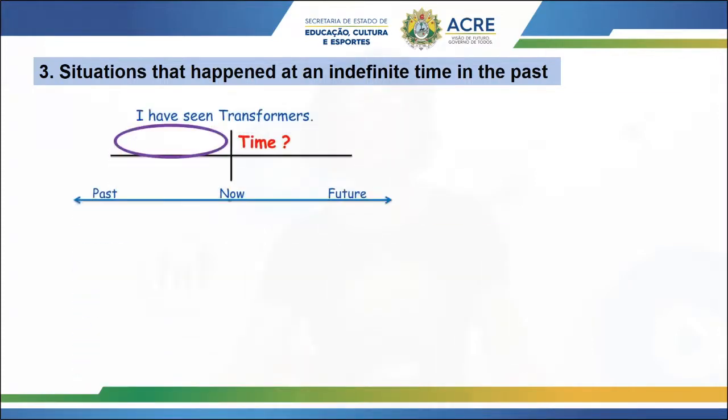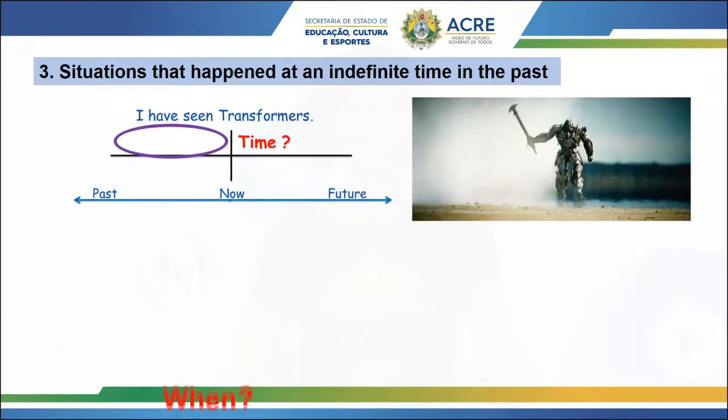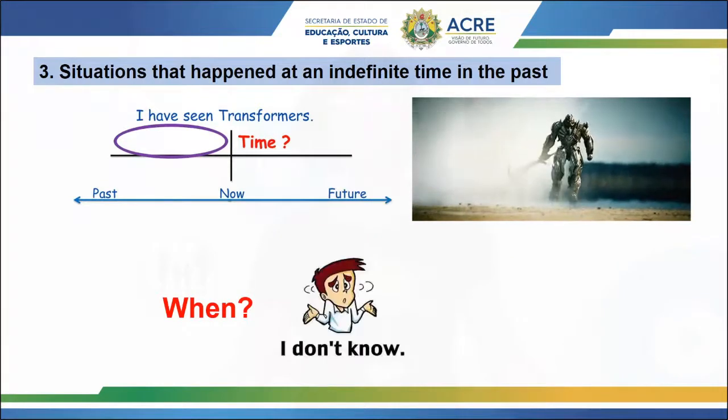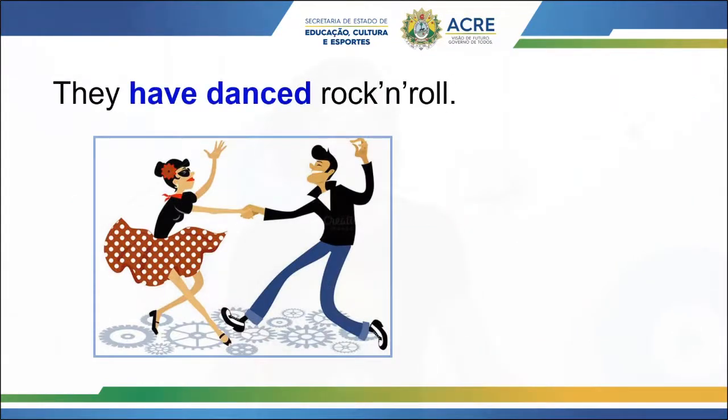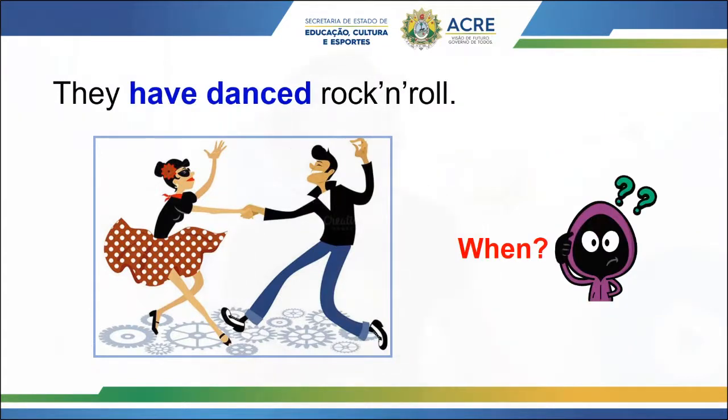3. Situations that happened at an indefinite time in the past. I have seen Transformers. When? I don't know. We don't know exactly when. Another sentence. They have danced rock and roll. When? I have no idea. I know that this action happened in the past, but we don't know exactly when.